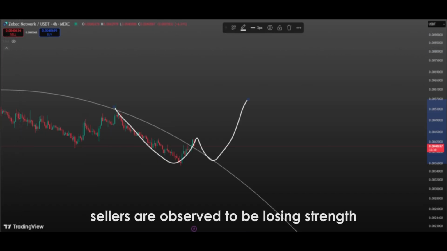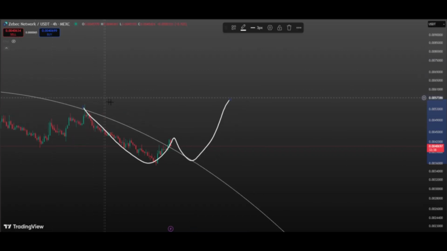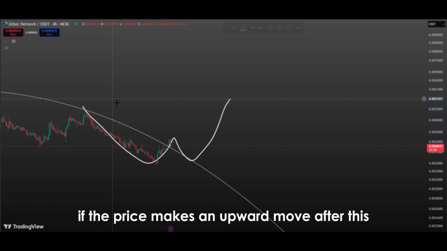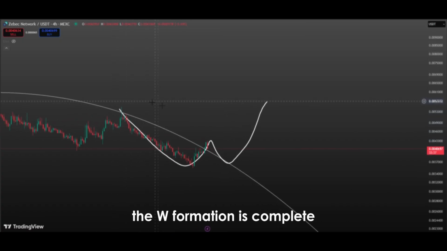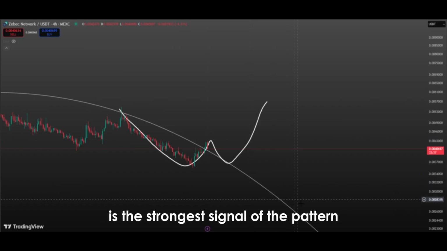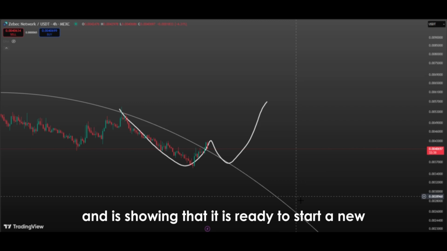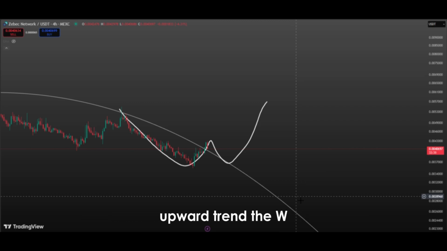At this stage, sellers are observed to be losing strength, while buyers become more eager. If the price makes an upward move after this, the W formation is complete. The rally that begins after the second bottom is the strongest signal of the pattern, because the market has formed a base and is showing that it is ready to start a new upward trend.